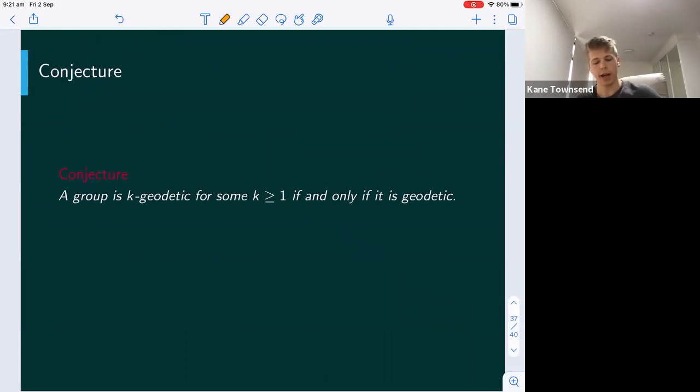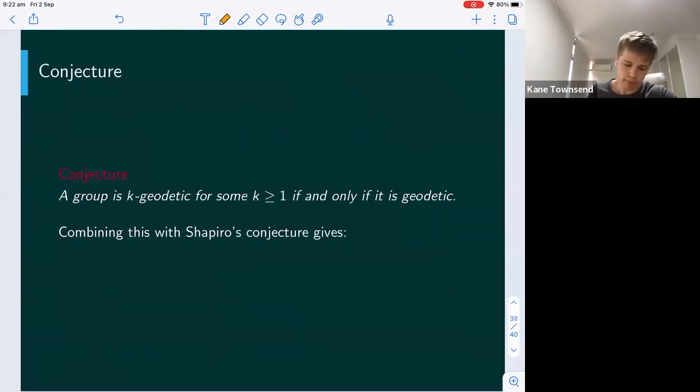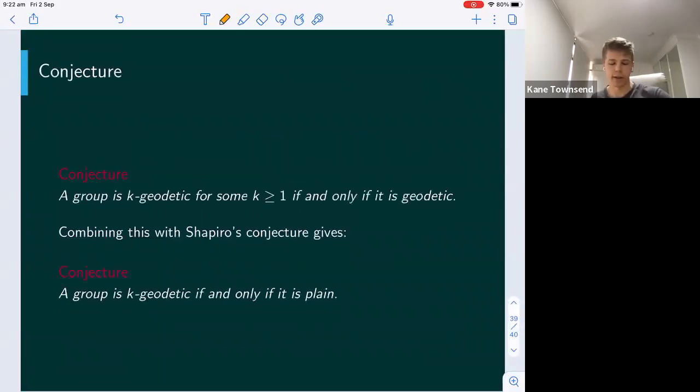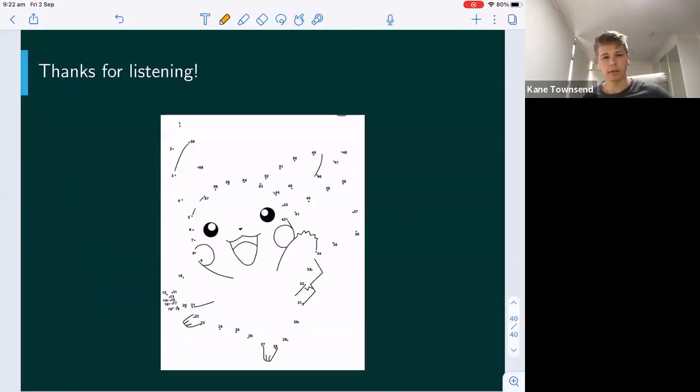So a conjecture we have is that there's actually no difference between k-geodetic and geodetic. A group is k-geodetic for some k greater than 1 if and only if it is geodetic. Combining that with Shapiro's conjecture gives that a group is k-geodetic if and only if it is plane. That's all for today, and thanks for listening.